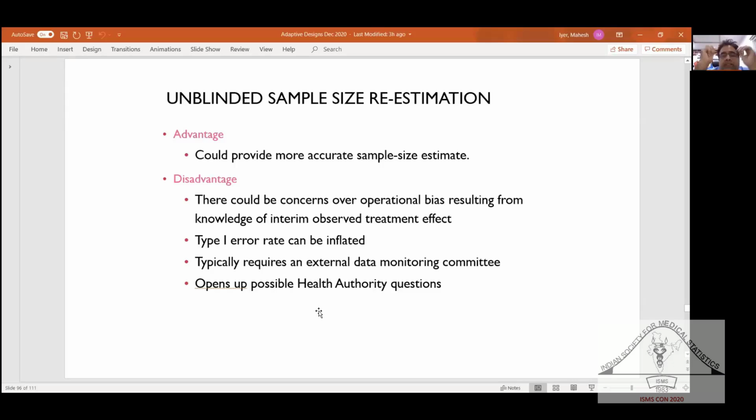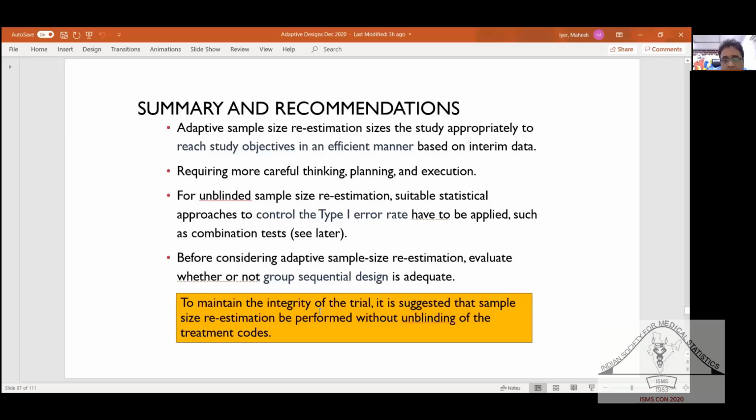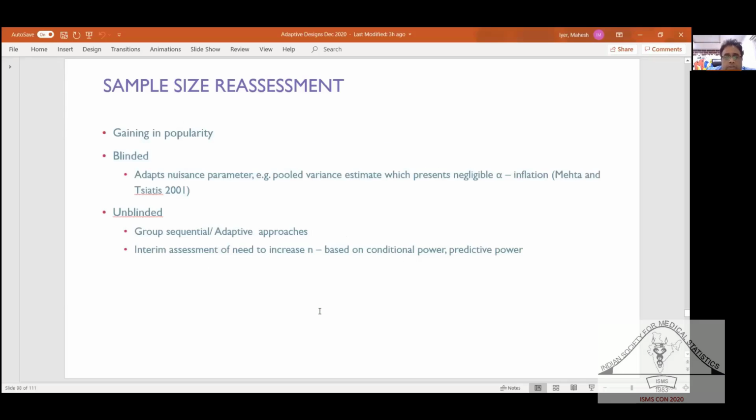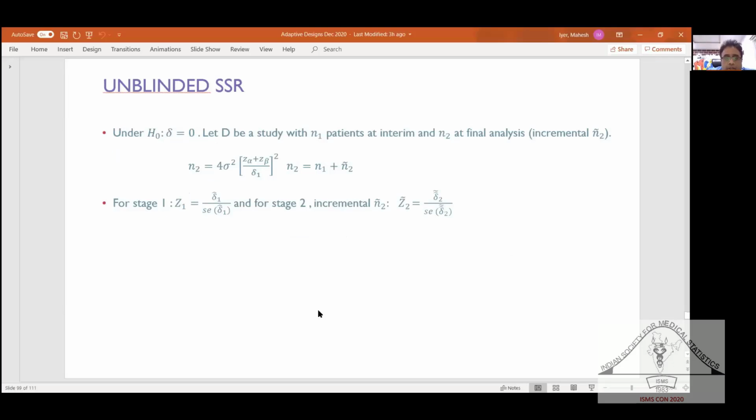So the unblinded sample size re-estimation is not an easy thing to do, and it's not very commonly done either. But having said that, let's take a look at how it is, because statistically it's very, very cool. Let's look at how we do this.